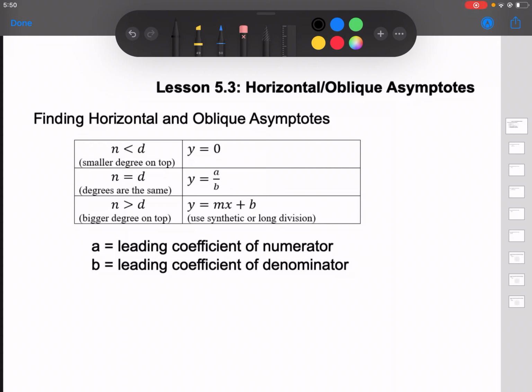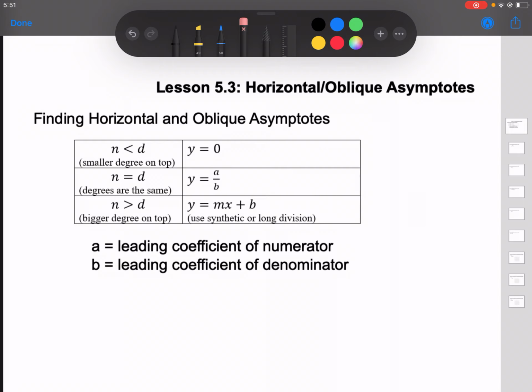If the degrees are the same, then it's just a over b, where it's just the coefficients. So for instance, if I had 2x squared plus 1 over 3x squared plus 4, if you divide those terms, 2x squared divided by 3x squared, that's just 2/3. That's what y equals 2/3 would be, our horizontal asymptote.